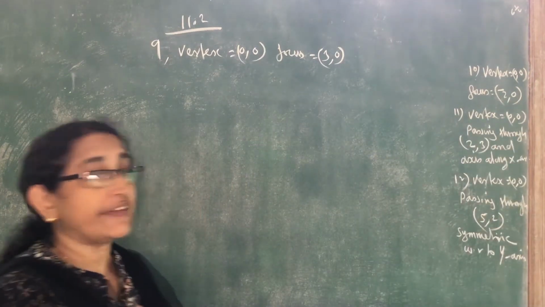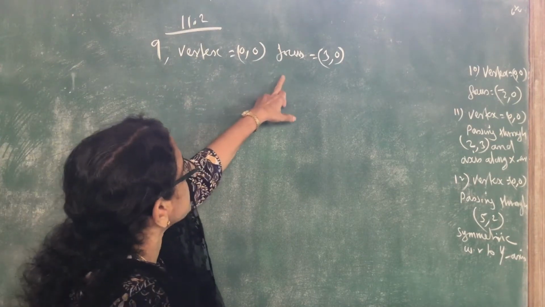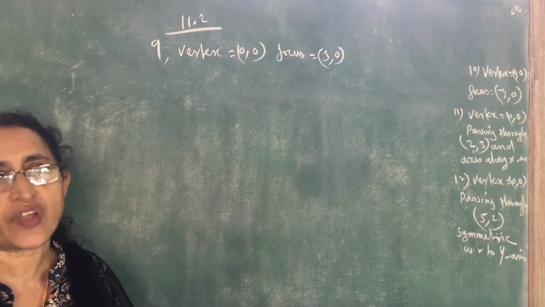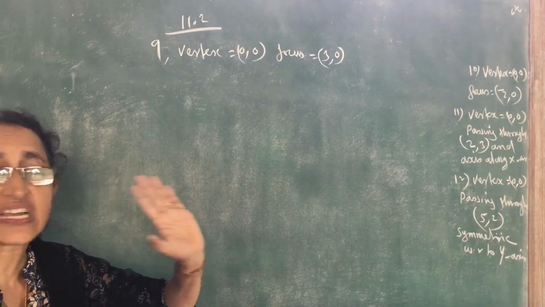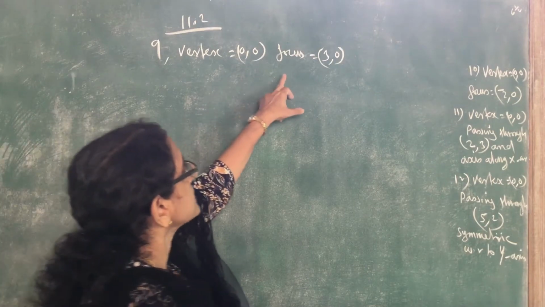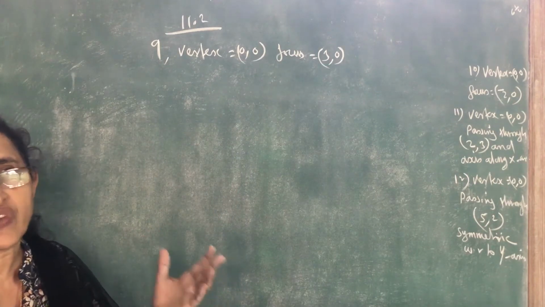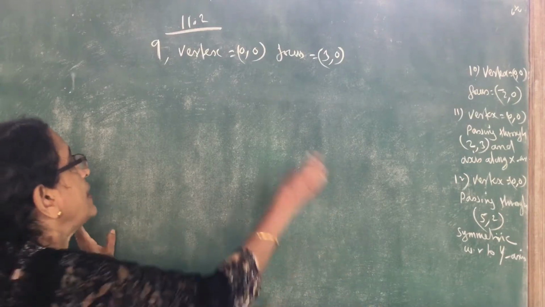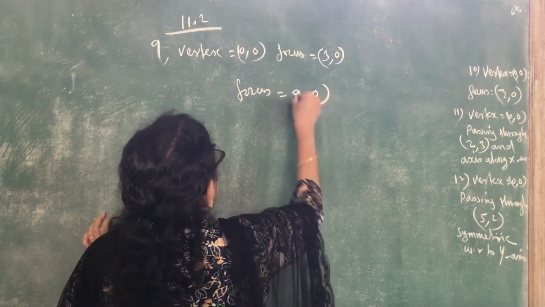Ninth one, 11.29. Vertex is given as 0, 0, focus is 3, 0. So we have to find the equation of the parabola. We have all the 4 types of parabola, vertex is 0, 0. Now focus is 3, 0. So focus is a, 0. a, 0 is the first type parabola.